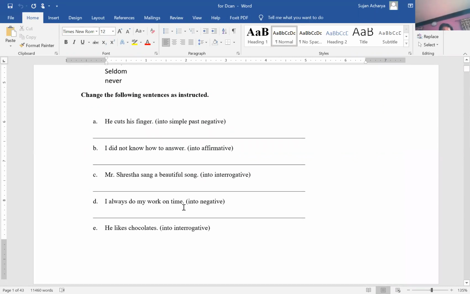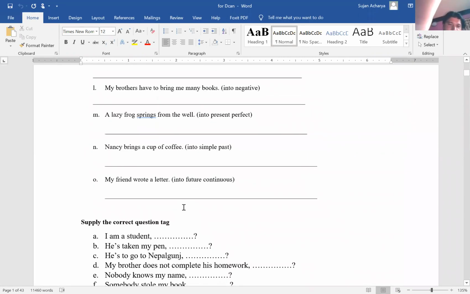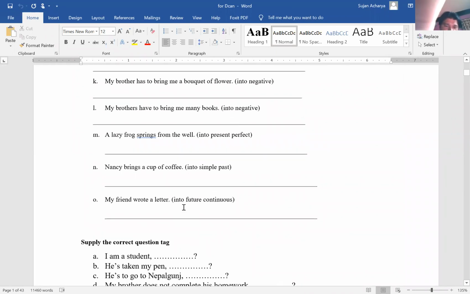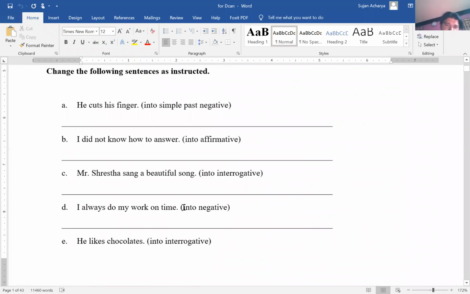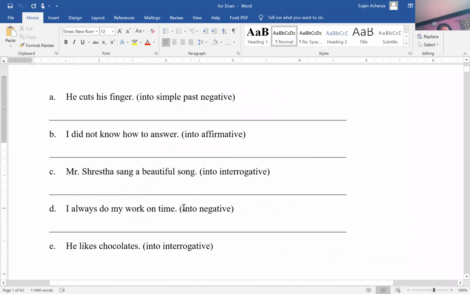Now this. There are 10, 11, 12, 13, 14, 15 questions related to sentence transformation. Now, who knows, sometimes you might be asked in a tense like this as well. He cuts his finger, change it into simple past negative. And this is only for the sake of doing exercise. Usually you will not be asked questions like this. Until now, they haven't asked questions like this: change the sentence into simple past negative. But for practice, we can begin with it.